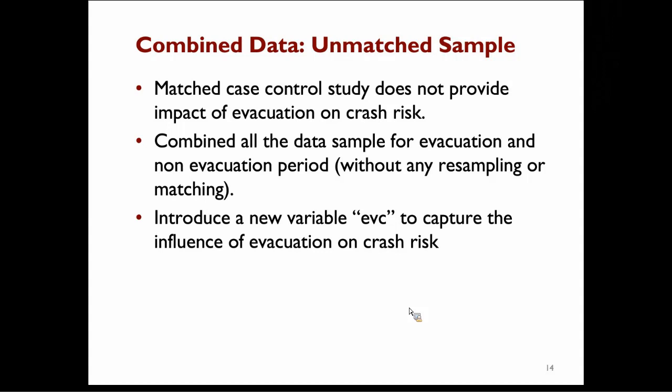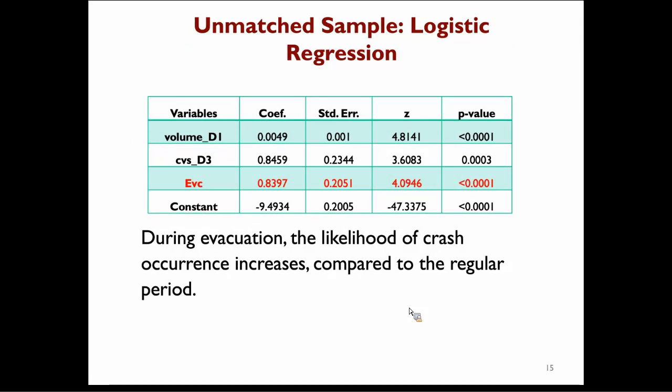When we combined this data and ran a simple logistic regression model, we used the same variables of volume and coefficient of variation at the downstream and volume at the upstream, and used EVC just to indicate that an evacuation is occurring. We found that this evacuation variable came out significant and positive, which basically means that evacuation itself increases the likelihood of a crash.